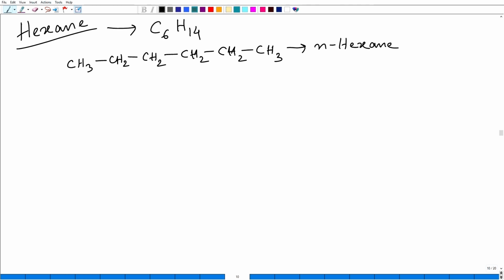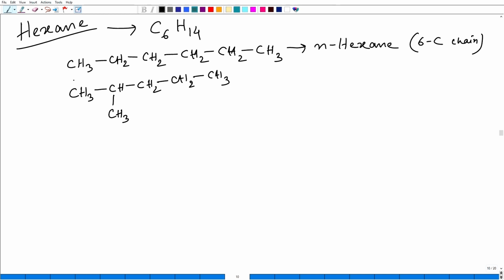Now, what is the second possibility? N-hexane has a 6 carbon chain. Now, another structure with a 6 carbon chain is not possible. So, we have to try with a 5 carbon chain. So, if we write a methyl group here, okay. So, 1, 2, 3, 4, 5. So, this is a 5 carbon chain and a methyl at the second position. We call this 2-methyl pentane. Okay.